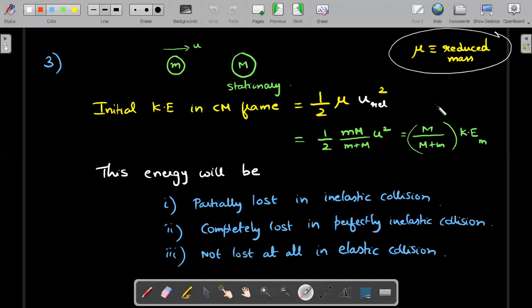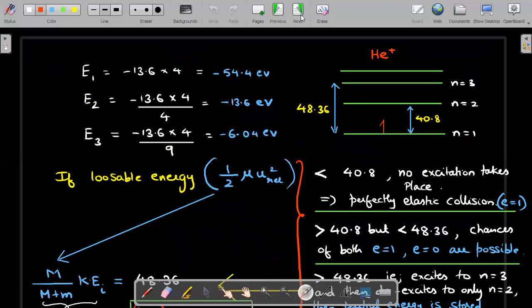If all of this is lost, then it is perfectly inelastic. If all of this is gained back, then it is perfectly elastic. So I want only part of this to be lost. Okay, so then this energy will be partially lost in an inelastic collision, and the other two conditions that I already uttered right now. So these three conditions are taken forward into the question.